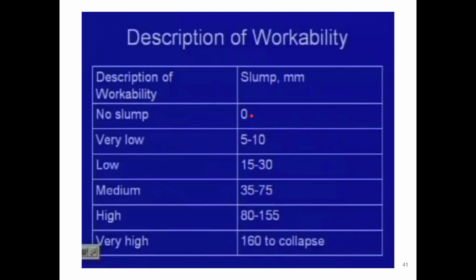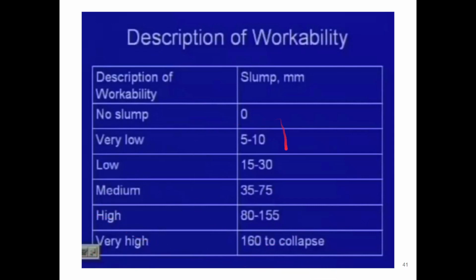So if there is no slump, it is definitely zero, no deformation. If the slump is 5 to 10 mm, it means very low workability. If it is between 15 to 30 mm, it is low workability. If it is 35 to 75, it is medium. If it is 80 to 155, high, and greater than 160, it is very high.